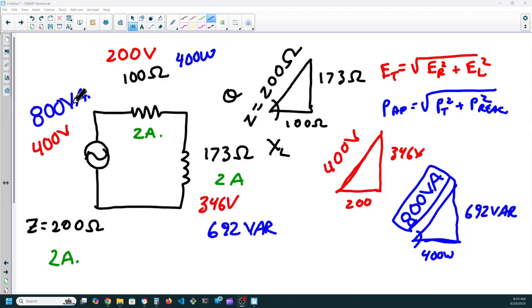It's apparent power. It looks like we're using 800 volt amps. We're not. We're only using 400 watts because this 692 volt amps reactive is returned to the circuit every 90 degrees of angle displacement. It stores it up and gives it back, and stores it up and gives it back.